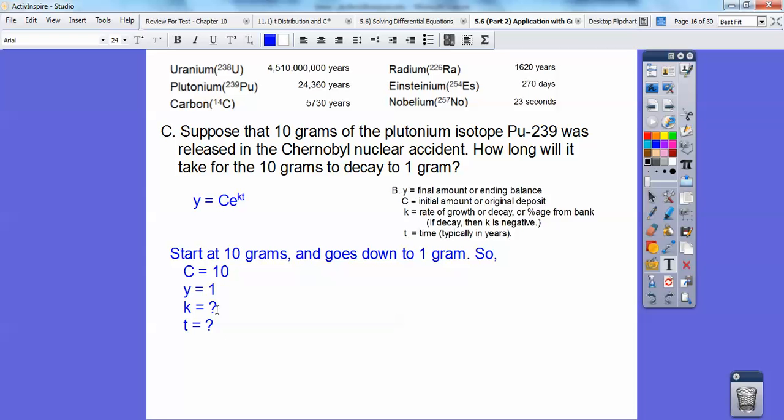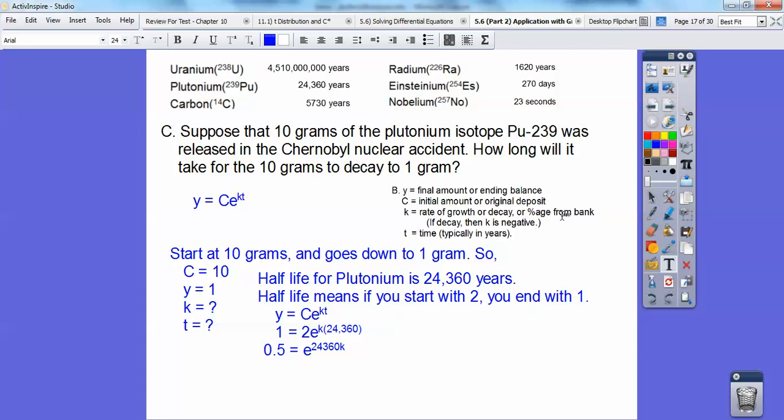Well, that's what I'm looking for, is my time in years. And I really don't know what k is, not yet anyways, but I'm going to use my half-life formula right here. Okay, I do know that my starting amount is 10 and my ending amount is 1 right there, so let's go ahead and plug that information in. Half-life of plutonium is going to be 24,360. So what I'm going to do is solve for k.